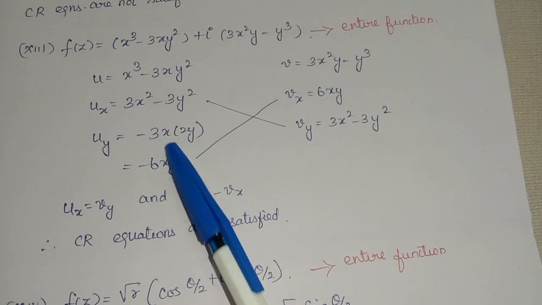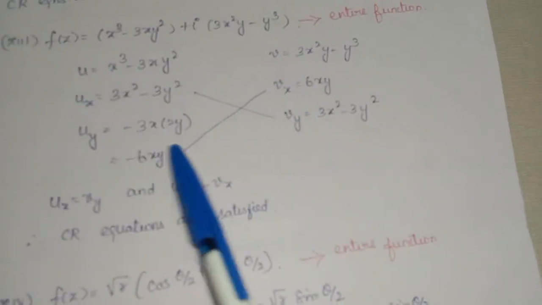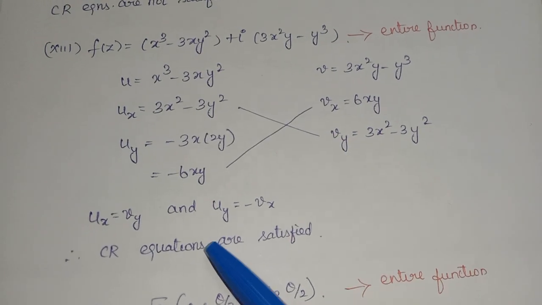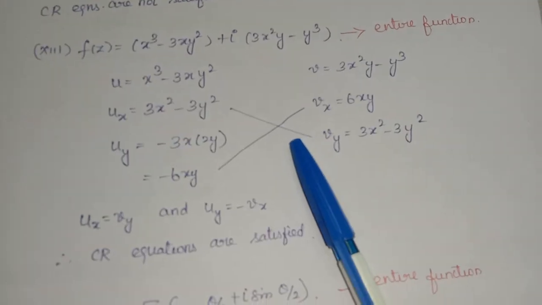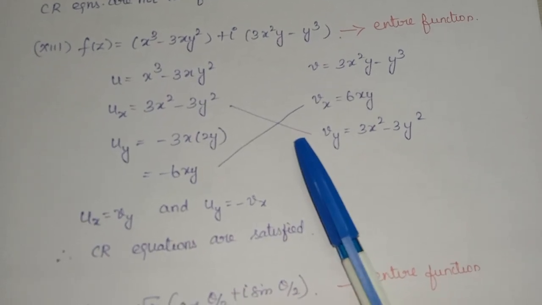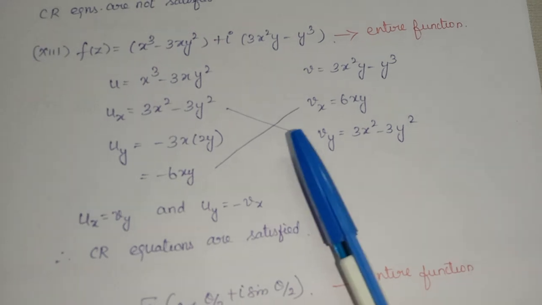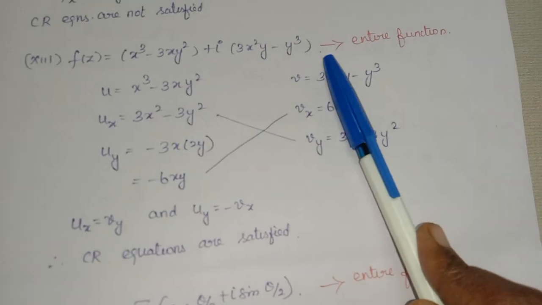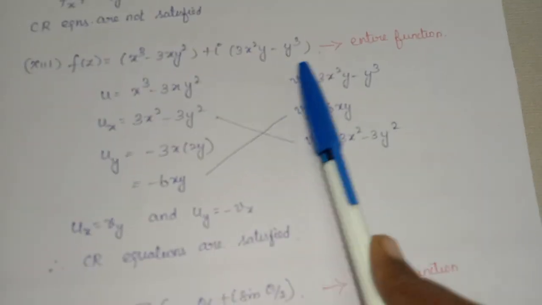CR equations are satisfied and all these first order partial derivatives are continuous because they are all only polynomials, no? They are all continuous. So CR equation satisfied, first order derivatives continuous implies differentiable. Differentiable at all points in the complex plane. Hence it is an analytic function at all points in the complex plane. Therefore, this is also an entire function. This is simply a polynomial, no? So it's an entire function only.